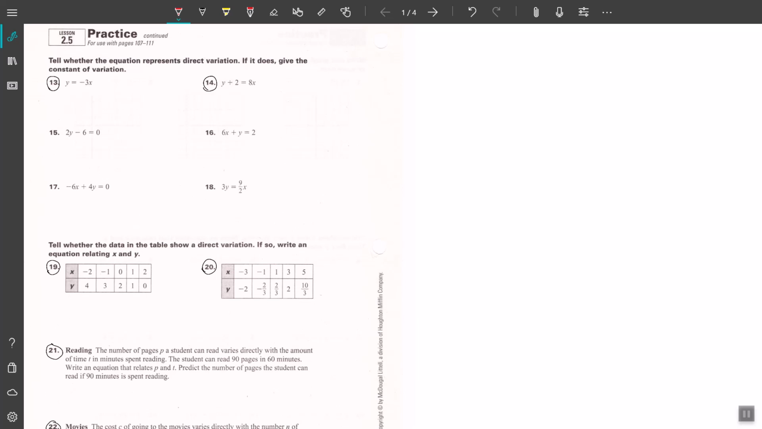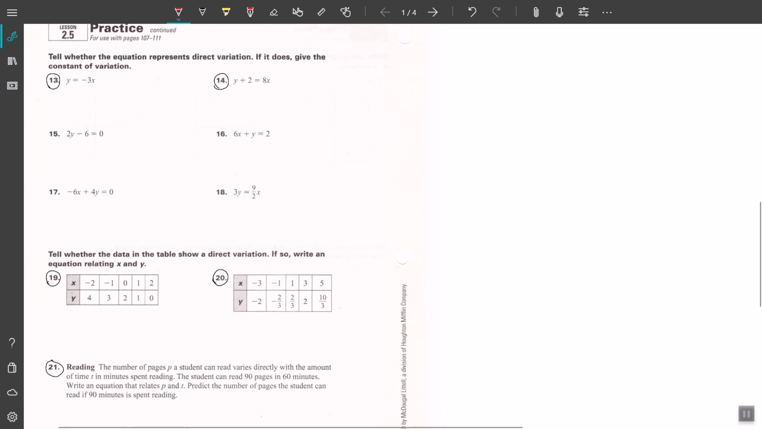On 13 and 14, they want us to tell whether the equation represents direct variation. And if it does, then they say give us the constant of variation, which again is just another name in a direct variation equation. It's just referring to the slope. And so in number 13, you can see that this is direct variation because it follows the definition of having 0 as its y-intercept. And so we would say yes, this shows direct variation. The constant of variation is the slope, which is negative 3.